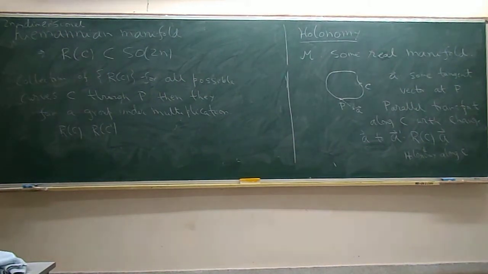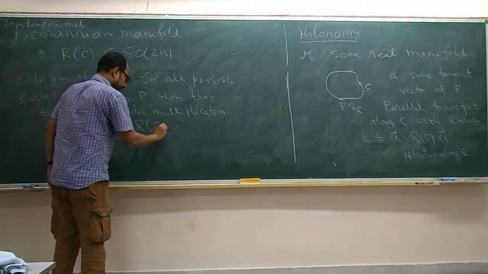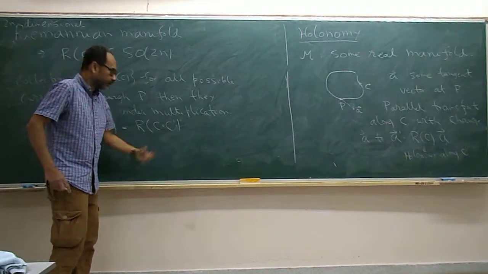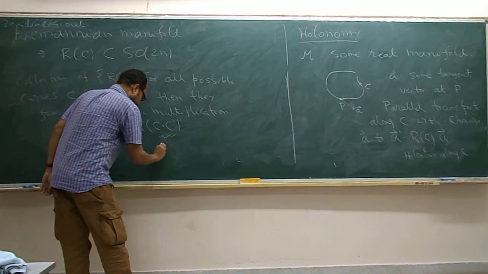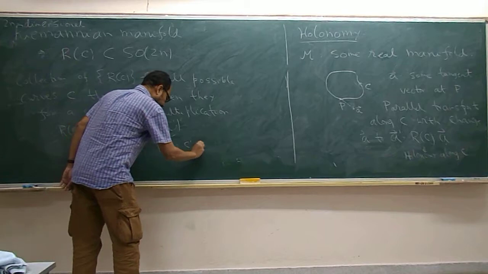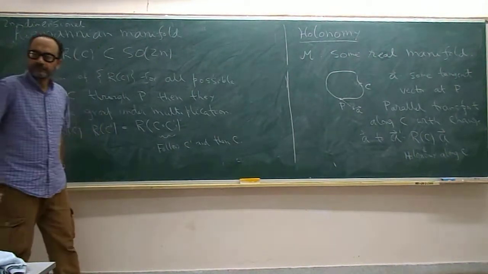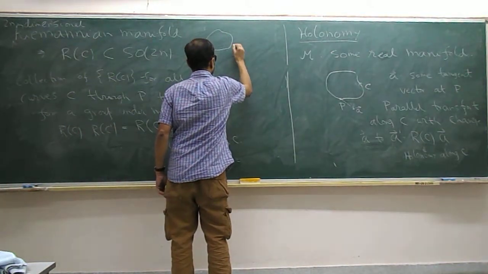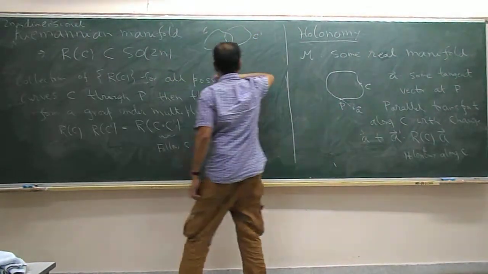That's not hard to see, because the curve through P which gives you this as the holonomy is C dot C prime. So this means that we first follow C prime and then C. This is also a path through P, right? So imagine that you have two paths. One is C, the other one is C prime, and C. Okay.